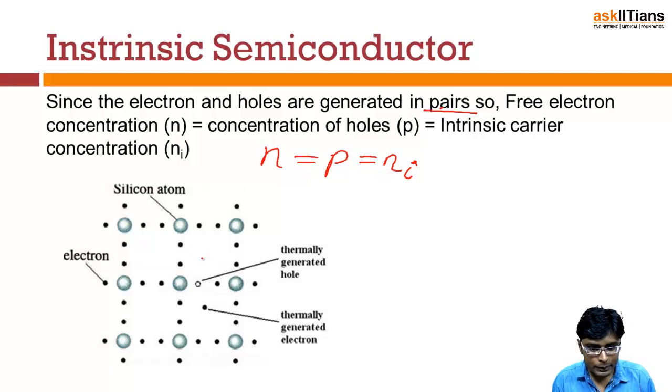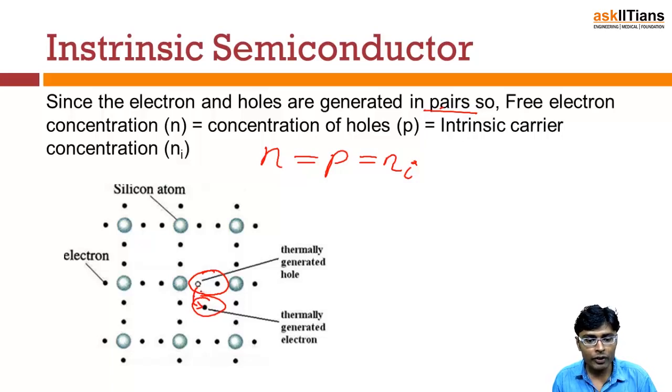Now let's suppose from this figure, due to the thermal energy, this bond breaks, and the electron comes out and becomes free for conduction. Whenever this bond breaks, we can compare it with the energy band diagram. This electron has shifted from the valence band to the conduction band. That means previously it was bonded, and now it has become free for conduction.